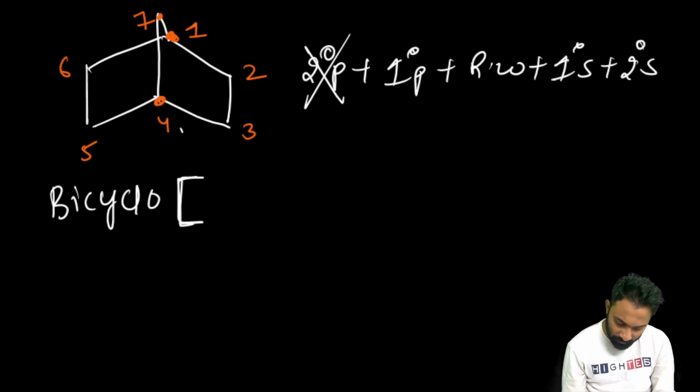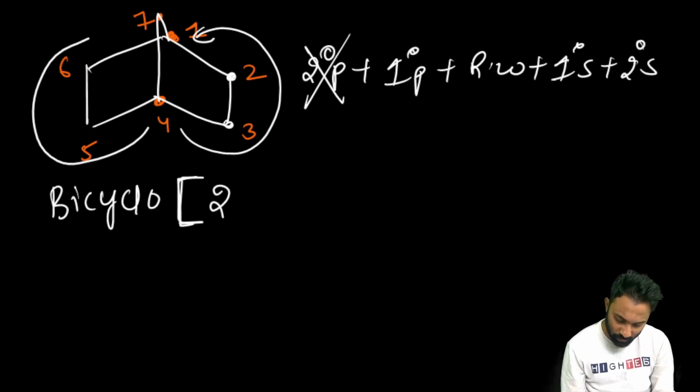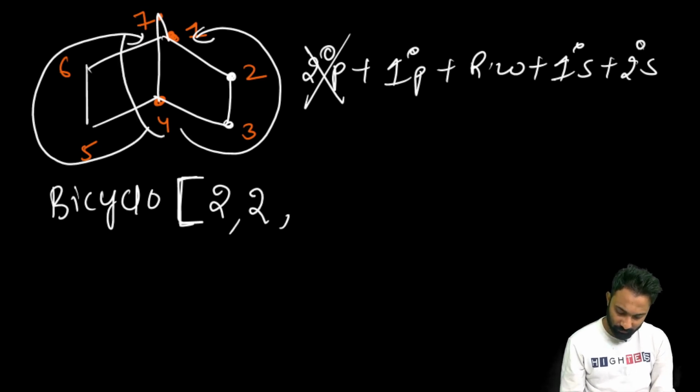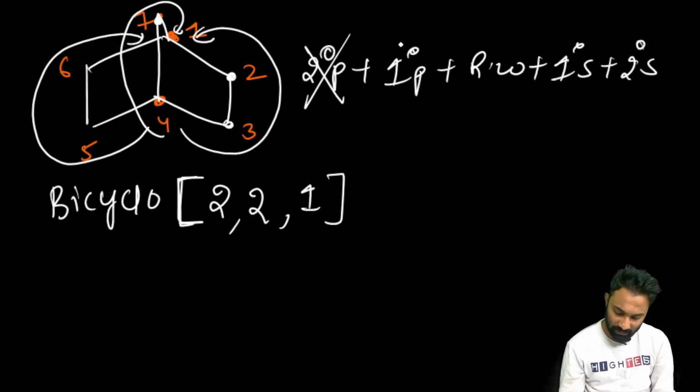See, if you go from here to here for this bridged carbon, we have only 2 carbons. So make it 2. Then if you go from here to here also we have 2. 2 comma 2. And if you go from this bridged carbon to this bridged carbon, we have 1. So make it 1. So bicyclo 2 comma 2 comma 1. Then this is completed.